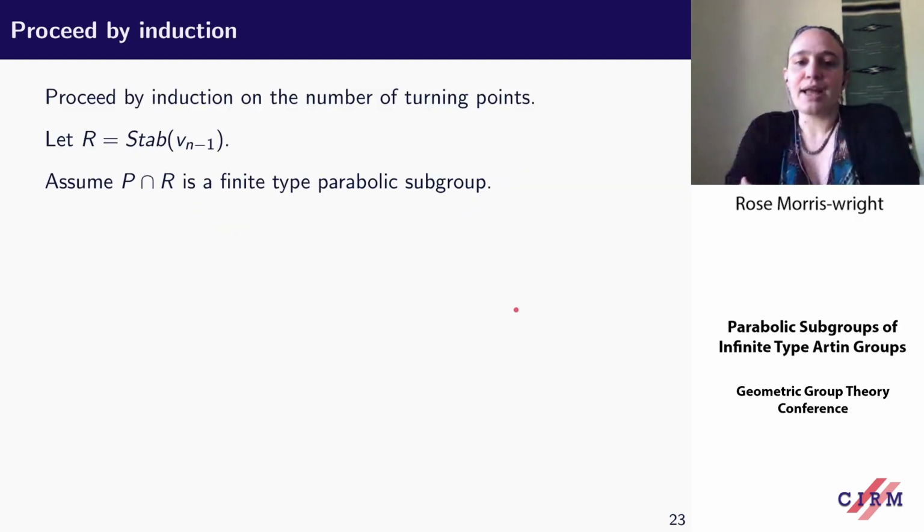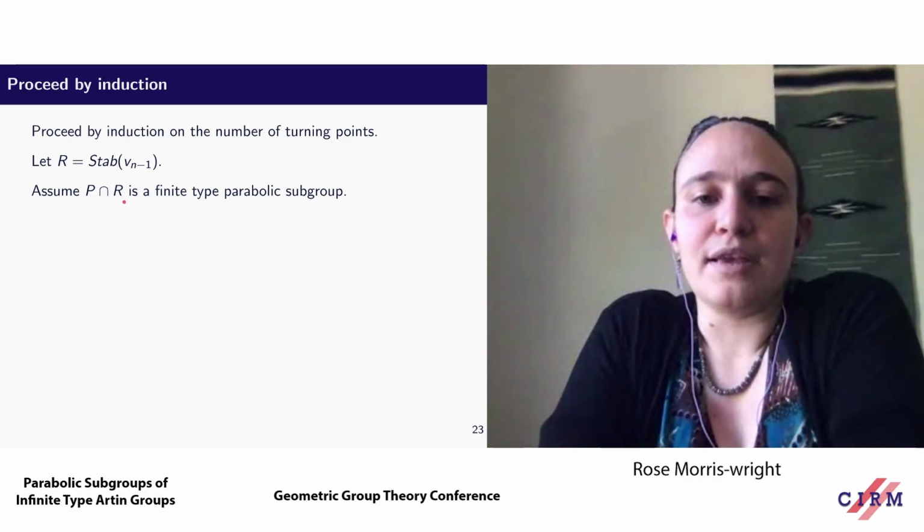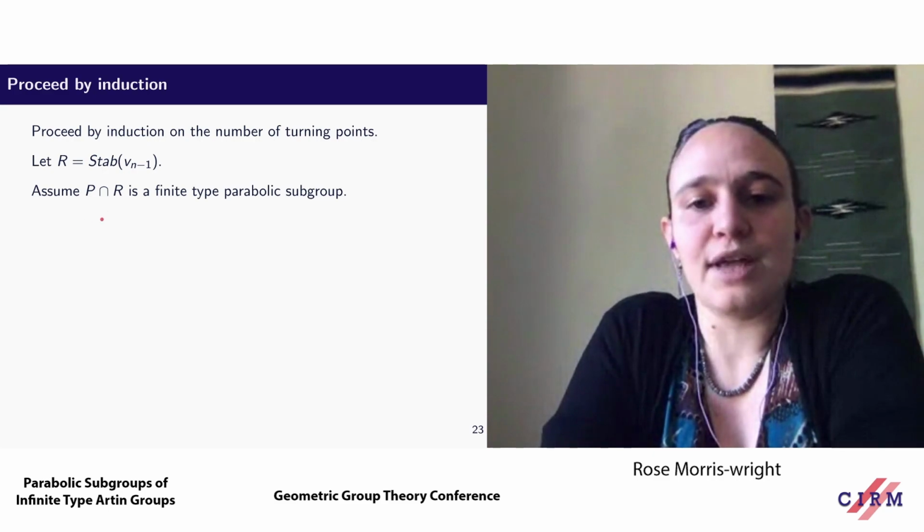So we're going to proceed by induction on the number of turning points. So R is going to be the stabilizer of the very last turning point. And I'm going to use my induction hypothesis. Remember, I'm trying to show that the intersection between P and Q is a finite type parabolic subgroup. So I'm going to assume that the intersection between P and R is a finite type parabolic subgroup, just because I have one fewer turning point in the sequence between P and R. So that satisfies my induction hypothesis.